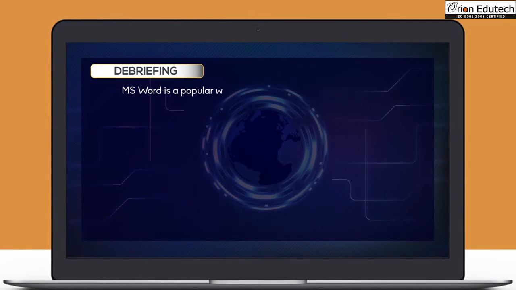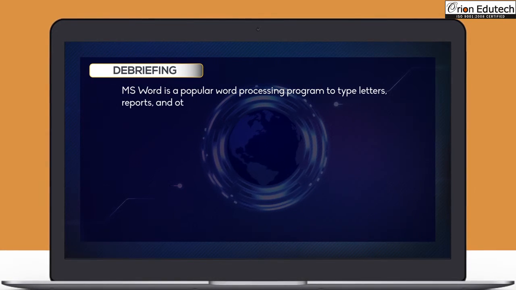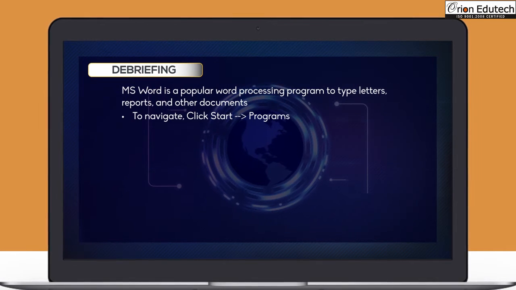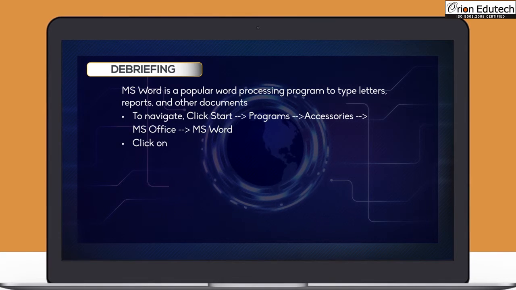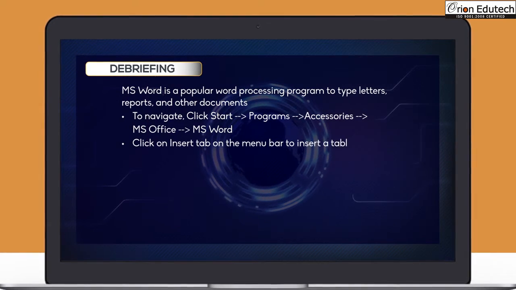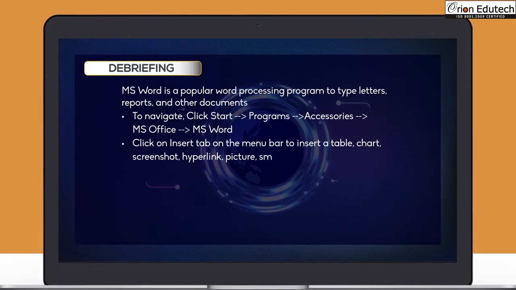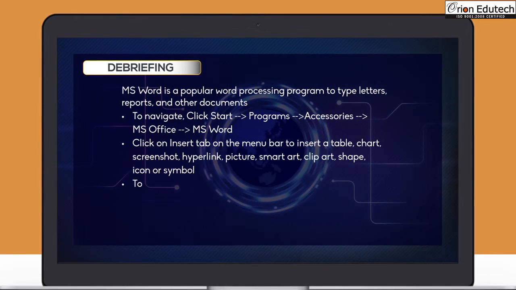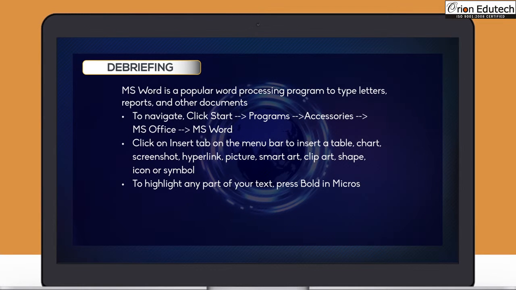MS Word is a popular word processing program to type letters, reports, and other documents. To navigate, click Start, Programs, Accessories, MS Office, MS Word. Click on Insert tab on the menu bar to insert a table, chart, screenshot, hyperlink, picture, smart art, clip arts, shapes, icons, or symbol. To highlight any part of your text, press Bold in Microsoft Word.